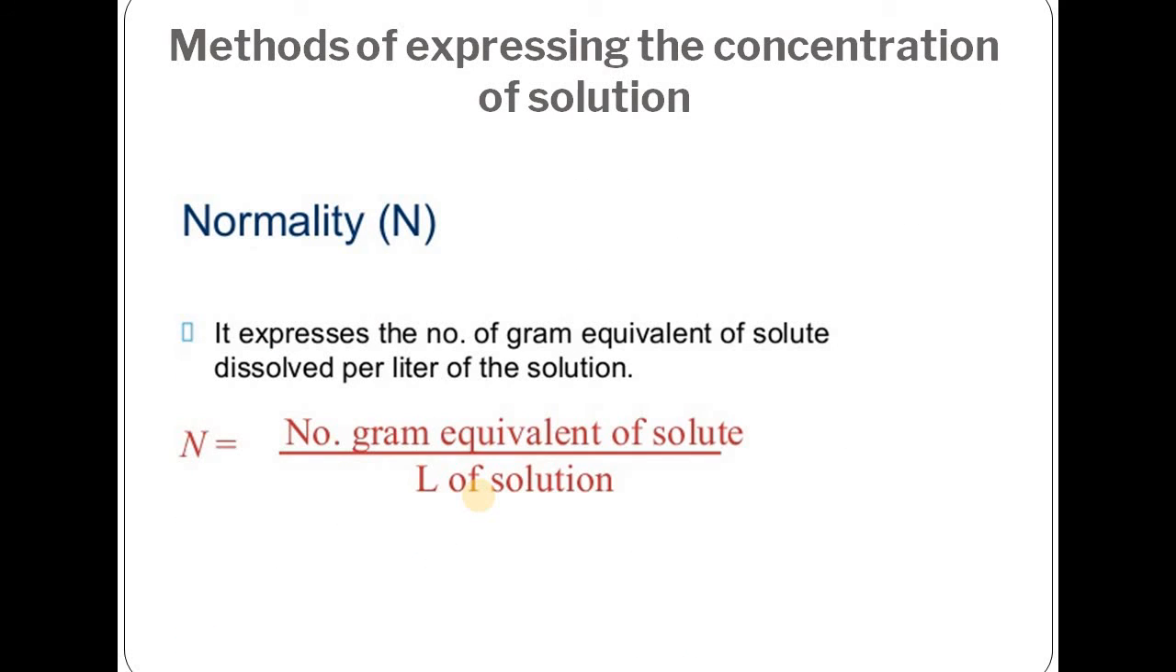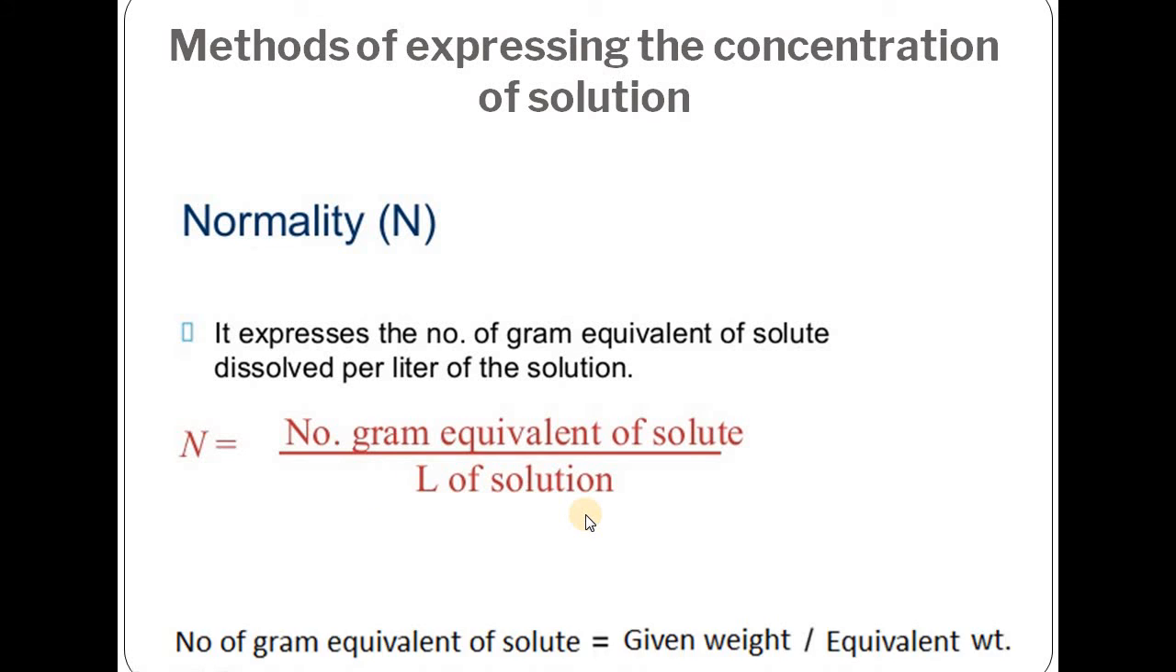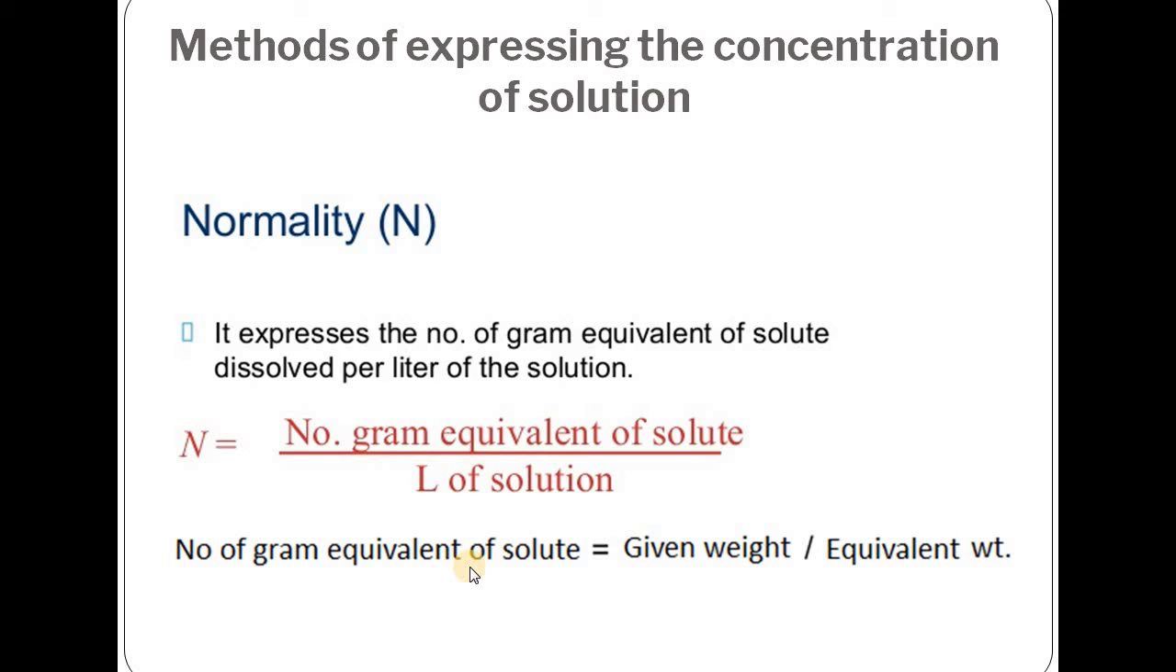Normality expresses the number of gram equivalents of solute dissolved per liter of the solution. So the formula would be number of gram equivalents of solute divided by liters of solution, the solution volume present in liters. The number of gram equivalents of solute can be calculated by dividing the given weight by equivalent weight, just as for the number of moles of solute we divide the given weight by molecular weight. In this case, number of gram equivalents of solute will be equal to given weight divided by equivalent weight.